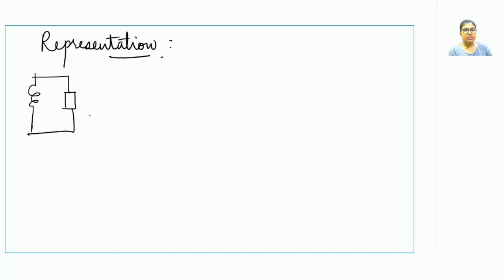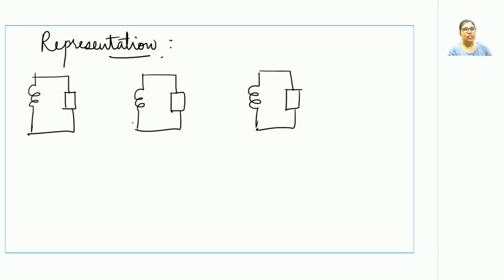Next we will study the representation of these three phases. As there are three phases involved, which clearly means there are three windings present, they can be represented as this. Each winding can represent a single phase. Since there are three phases, there will be three windings connected to their respective loads. So we can see over here, there are three windings present and each comprises a single phase.